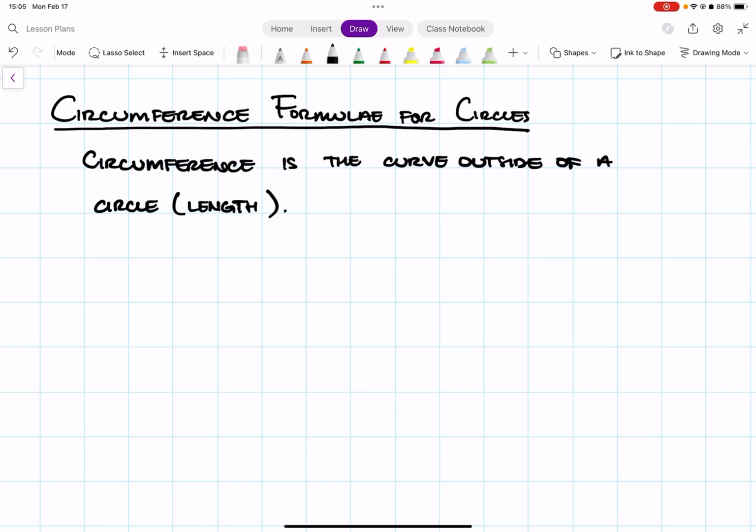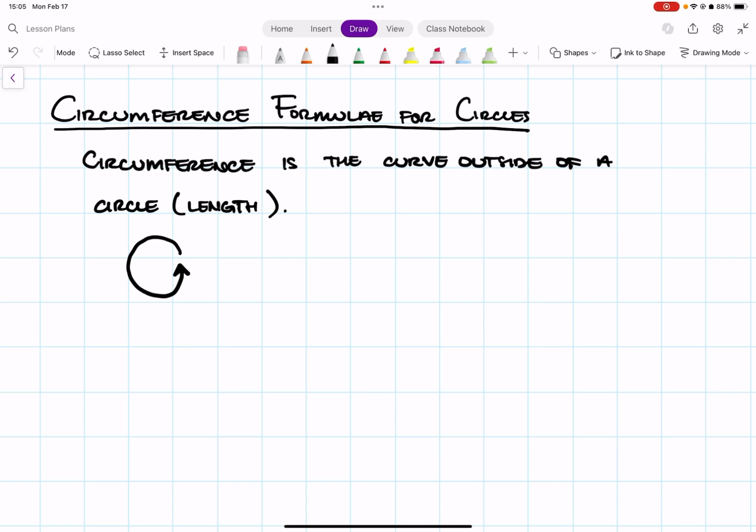So one way for me to sometimes remember it is when you think about circumference, you think of the letter C right there, right? And if you think of the letter C, that's the length of the outside area. So that's what a circumference is.